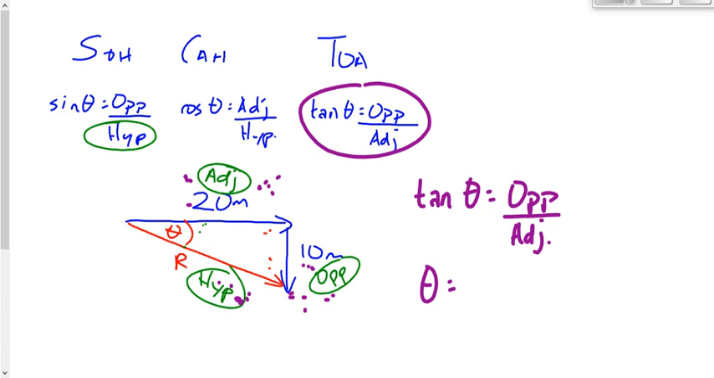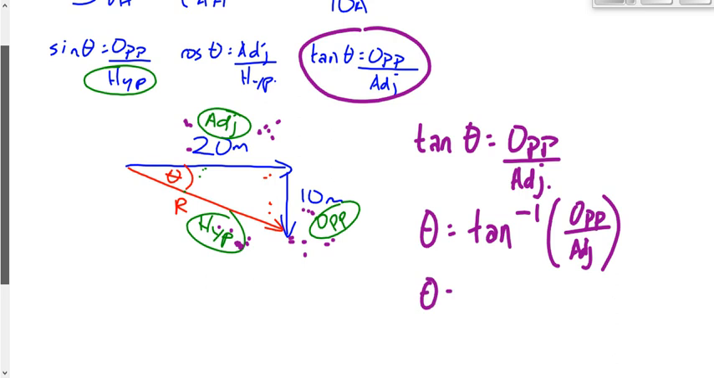you got to take the tan over by making it an inverse. We call it inverse tan. Tan to the minus 1. Inverse tan of opposite over adjacent. And then I do this. Theta is equal to the inverse tan of 10 meters over 20 meters.